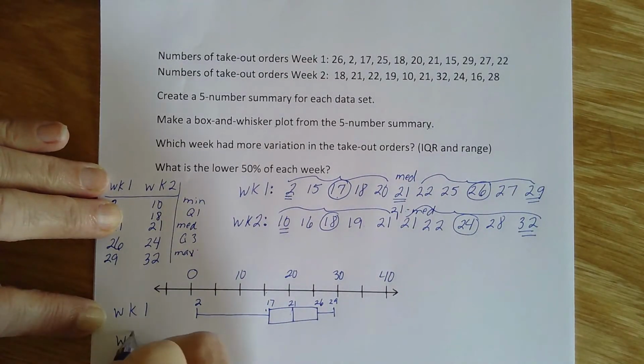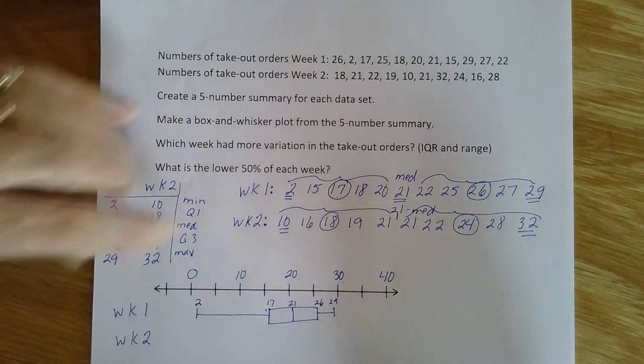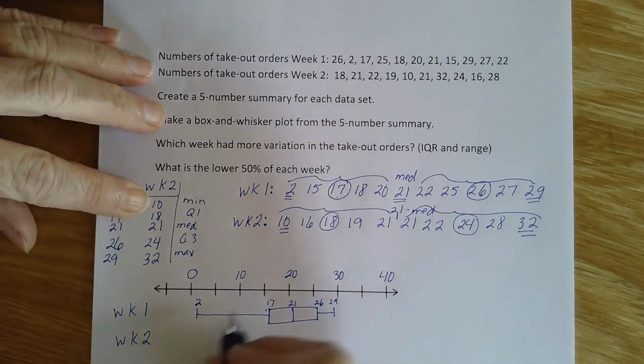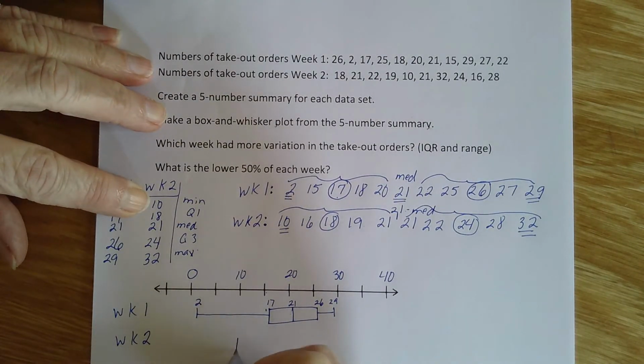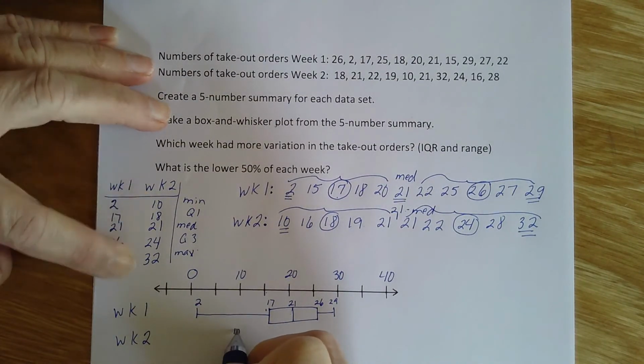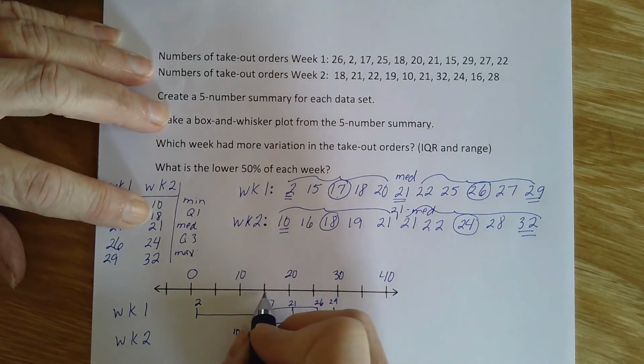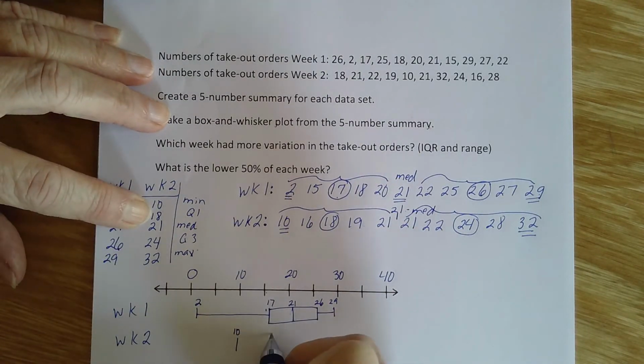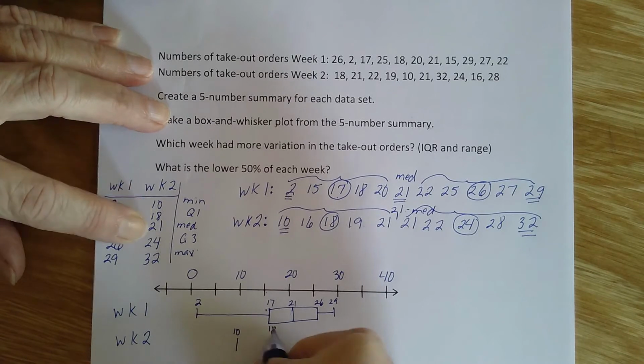Okay, now let's come down here and label week 2. So I see I've got a 10 is my minimum. Let's label it. 18, so here's 15, there's 17. 18 is going to be a little bit bigger.